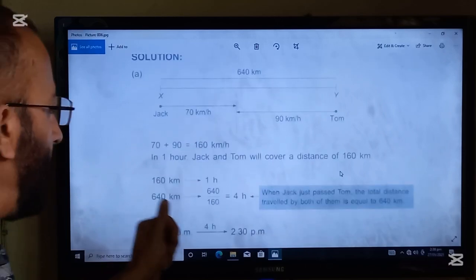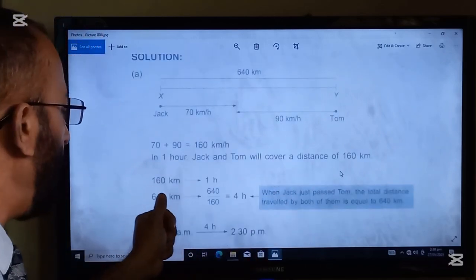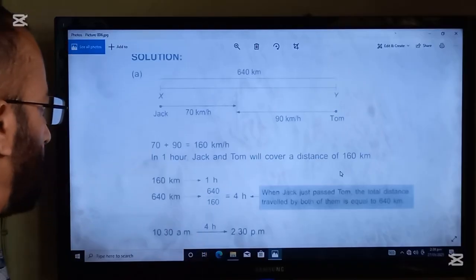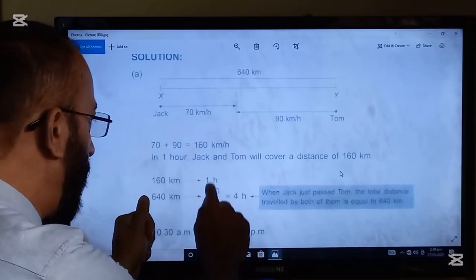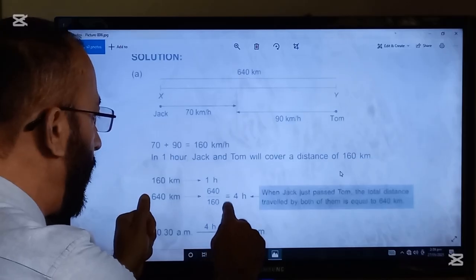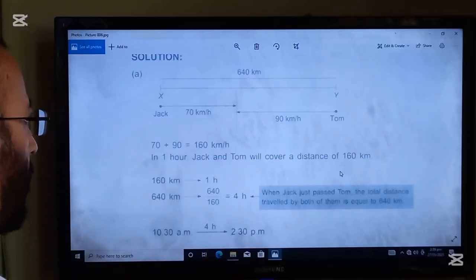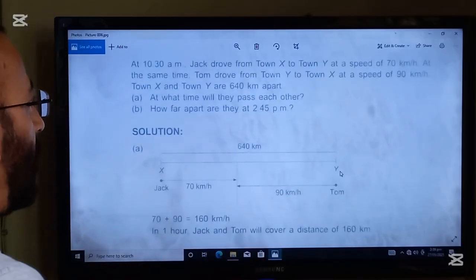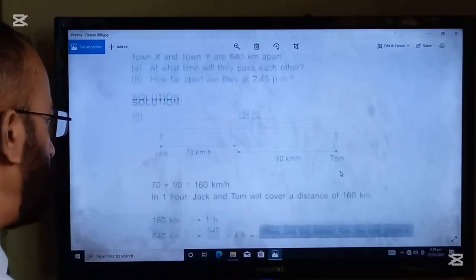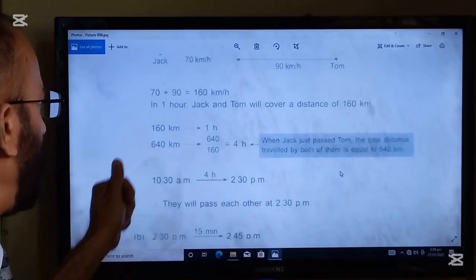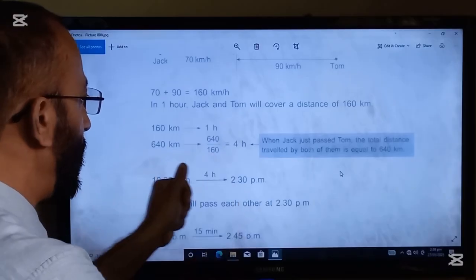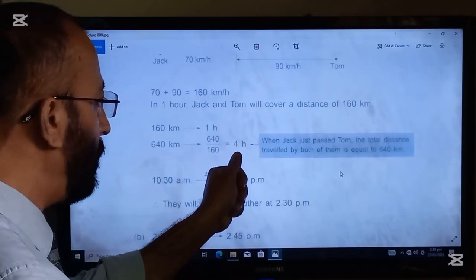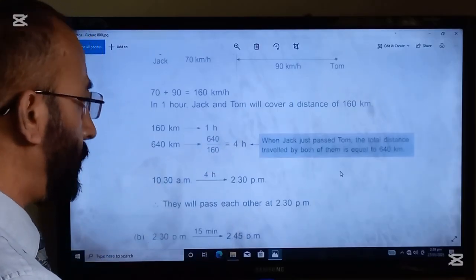Okay, so it means 160 km will be covered in 1 hour. 1 kilometer will be covered in 1 by 160 hours. And the total distance is 640 km. So 640 km will be equal to 640 over 160. After cancellation, you will get an answer of 4 hours.